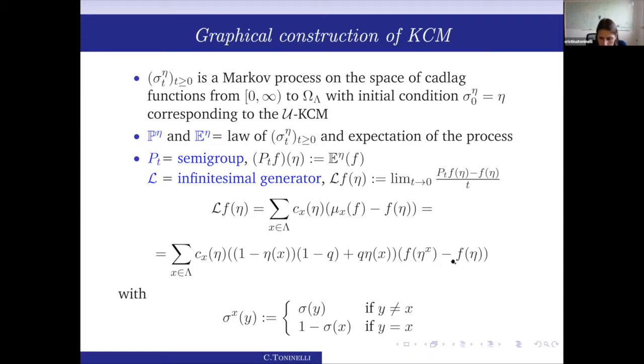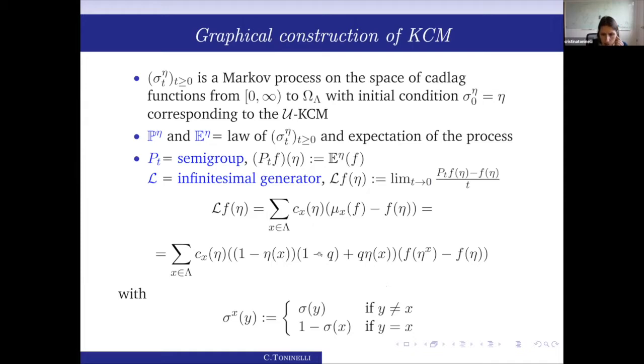I wanted to write it like this also because people who are familiar with the Glauber dynamics perhaps are more familiar with this language, just writing that I'm making a flip at site x. So if I have the configuration eta, I change it to the configuration eta updated at site x.